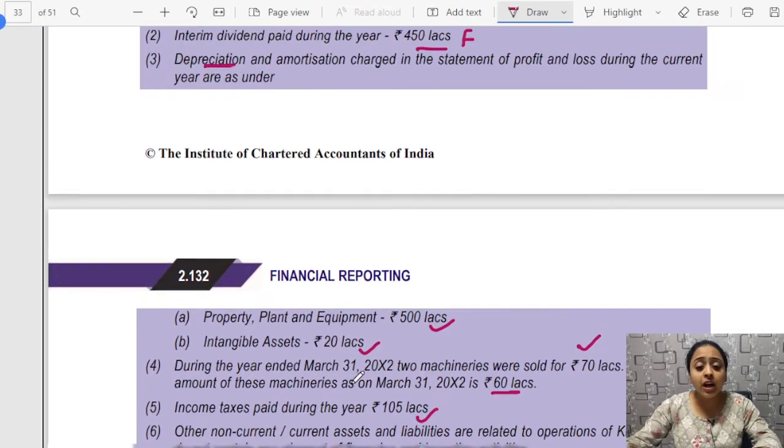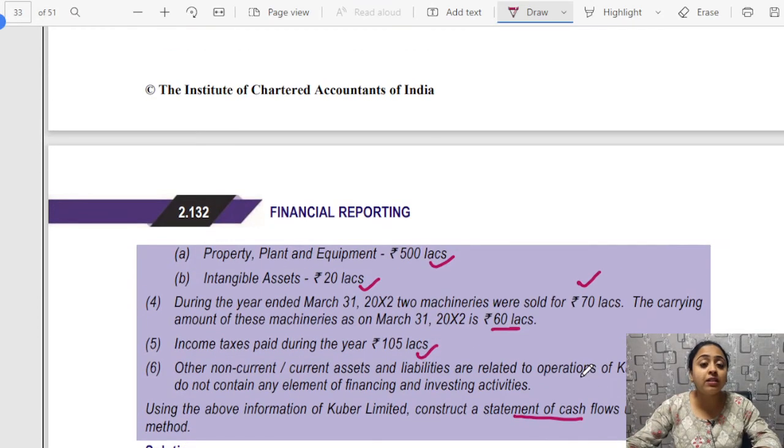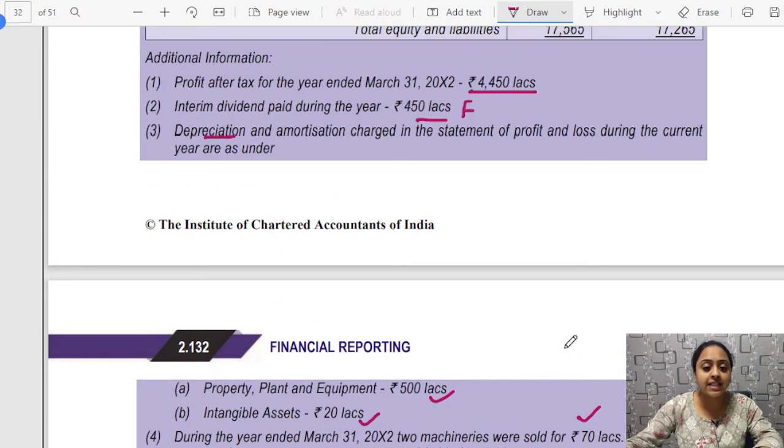So by the indirect method, you will start with the profit. You will start with the profit after tax or before tax. Profit after tax is given, that is 4450. You will add back the tax and make it profit before tax, that is 4450 plus the tax of 105, and later in the later portion you will deduct such portion.